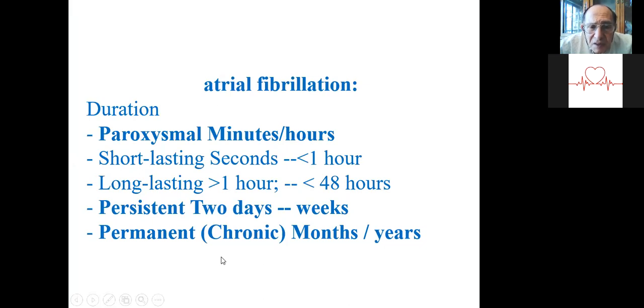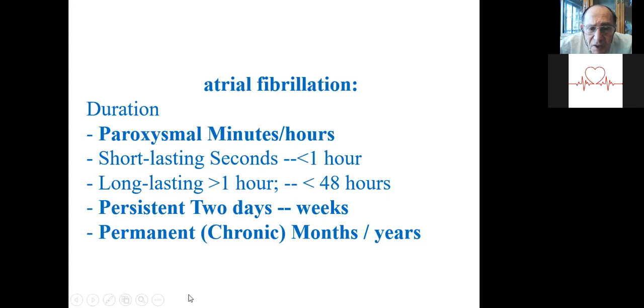Atrial fibrillation is a common arrhythmia. It occurs in more than 10% in old age. Above age 75, you can find 10% of persons having atrial fibrillation. It can be paroxysmal if it subsides in less than 2 days or 7 days by itself, or persistent if it subsides only by interference by the doctor, and permanent or chronic if it lasts 1 year.